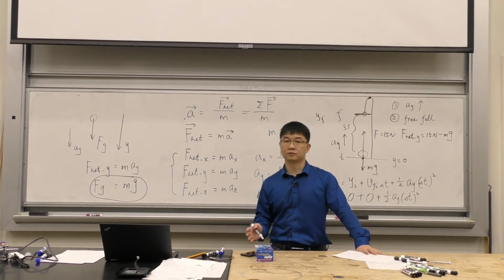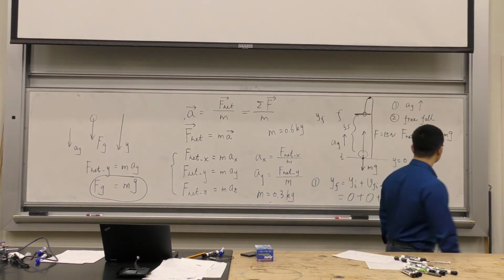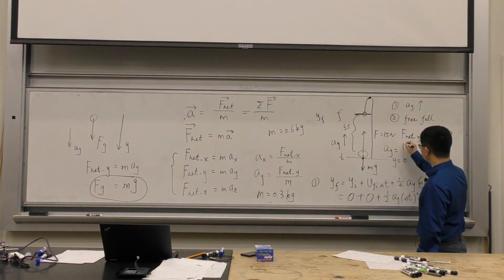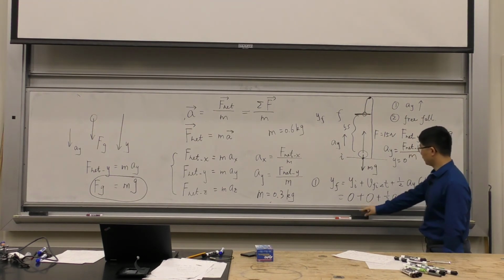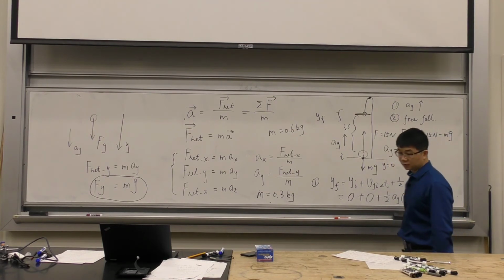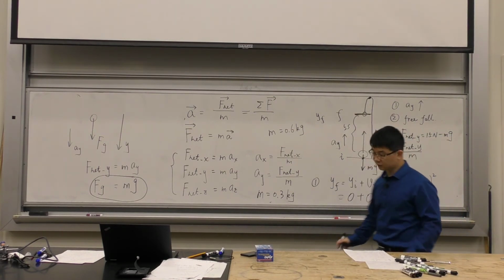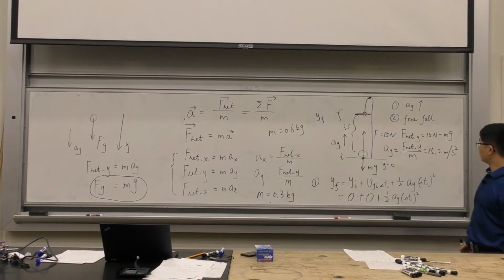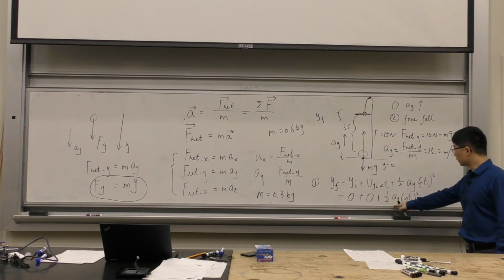That's wrong, right? That's not what Newton's second law tells us. All right, so in this case, AY is going to be this number divided by mass, right? Okay, so what is the acceleration you got in the first process? The acceleration I got in the first process is 15.2 meters per second squared. Okay, so that's the acceleration I'm going to plug in for the first process.